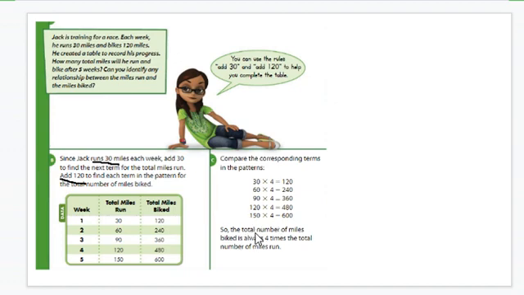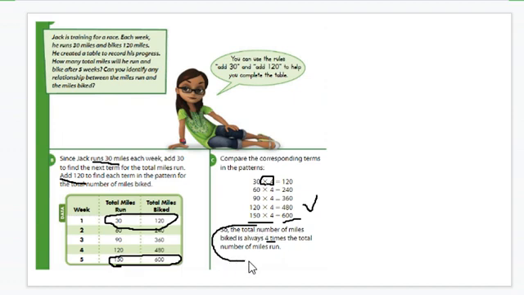So they have already determined for you that the total number of miles biked is always 4 times the total number of miles run. So my trick to you is to look at the very first one, because those are going to be the smallest numbers, and ask yourself, what times 30 will give me 120? And then you find that it is times 4, then plug it in to the last week and see if it's true. And sure enough, 150 times 4 does give you 600. So that is the rule. It's the total number of miles biked is always 4 times the total number of miles run. So if someone asked you what was the relationship here, that would be your answer.